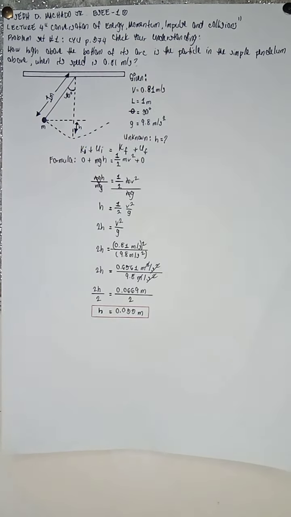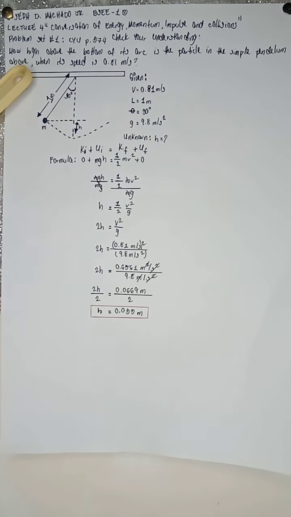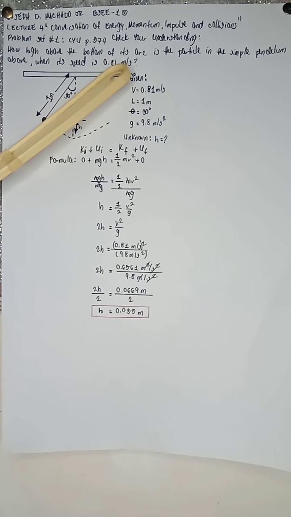Check your understanding. How high above the bottom of its arc is the particle in the simple pendulum above, when its speed is 0.81 meter per second?